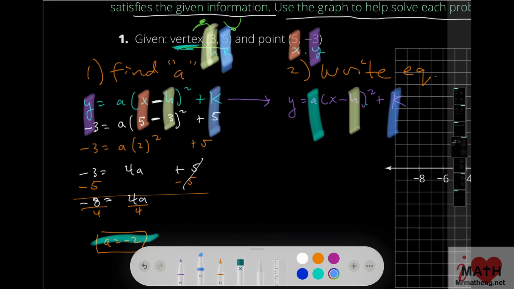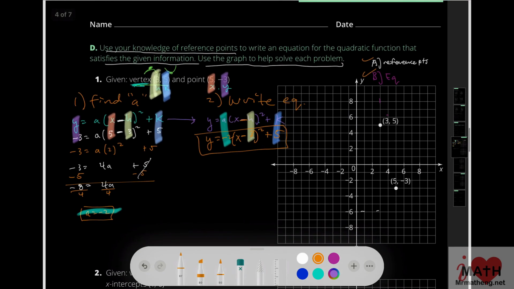So let's write our equation. y equals -2 times (x, remember it says minus, so just put it there, 3) squared, and your k value from above is 5. And that's your equation. So you can do it using reference points, which is more conceptual, and the algebraic is the second way of trying to find the equation. There you go, how to do D. See you guys.